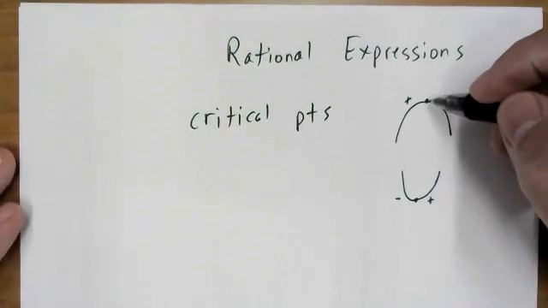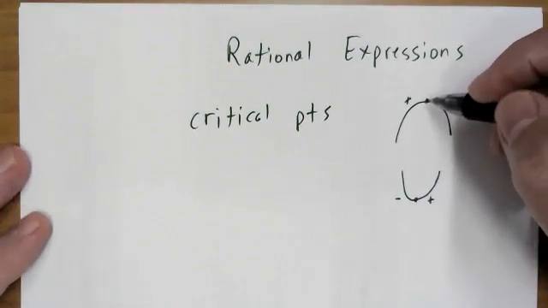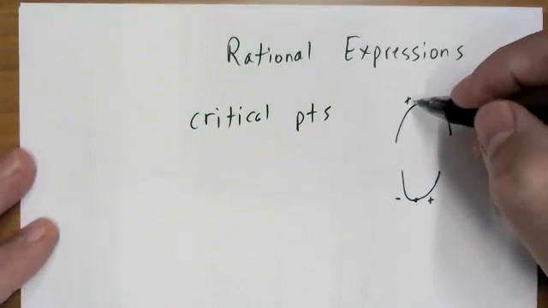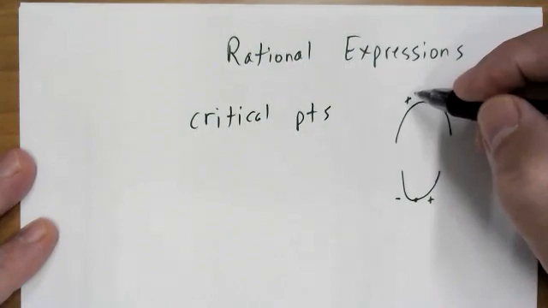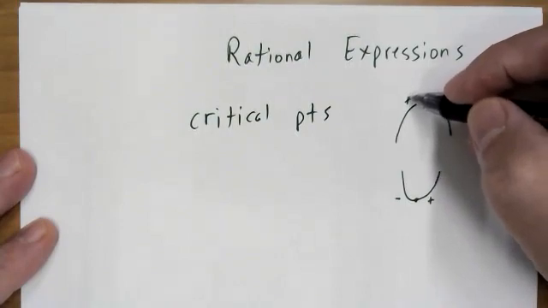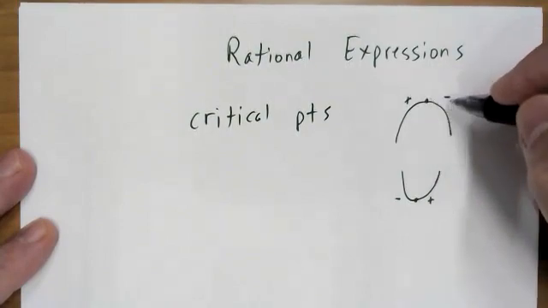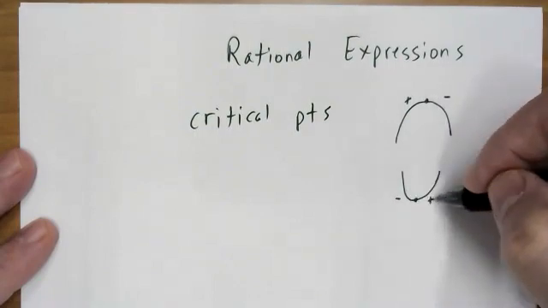So you can see at critical points, what we're trying to determine is if the sign of the first derivative changes. If the first derivative goes from a positive to a negative, we know we have a maximum. If it goes from a negative to positive, we know we have a minimum.